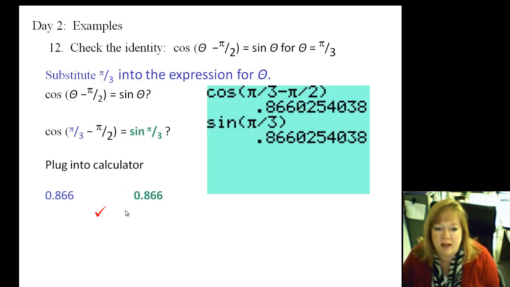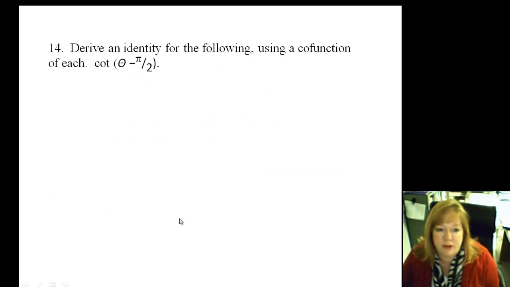Some people draw a line down here and show you get the same thing on both sides, but that's what you're doing. On this one, derive an identity for the following using a cofunction of each. You should have those listed on your card. When you look at this, I want you to put it in terms of sine and cosine, and that's a big tip for all of these trig simplifications. If you put stuff in terms of sine and cosine, something good always happens.